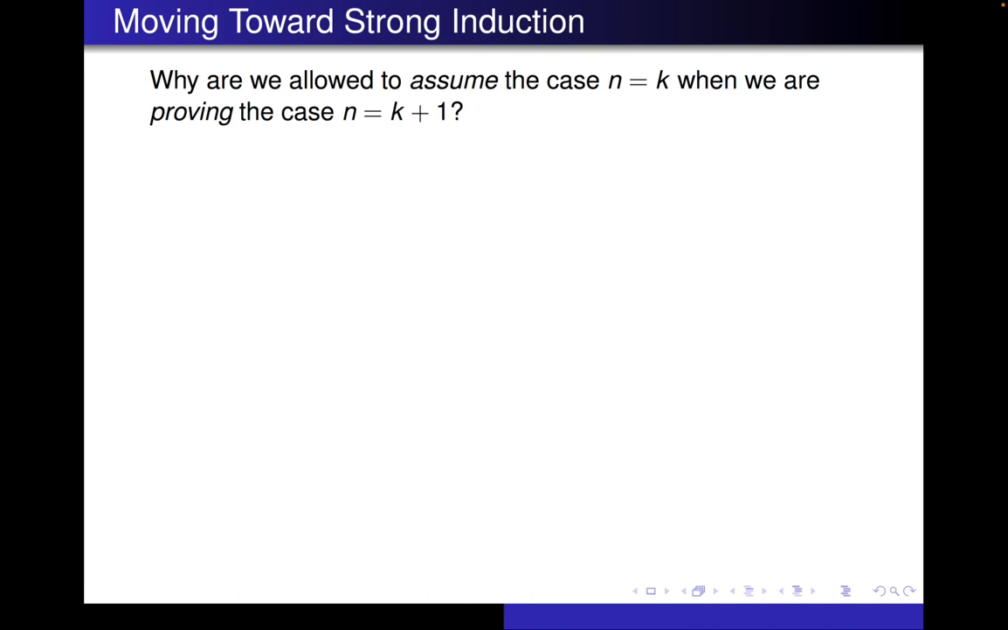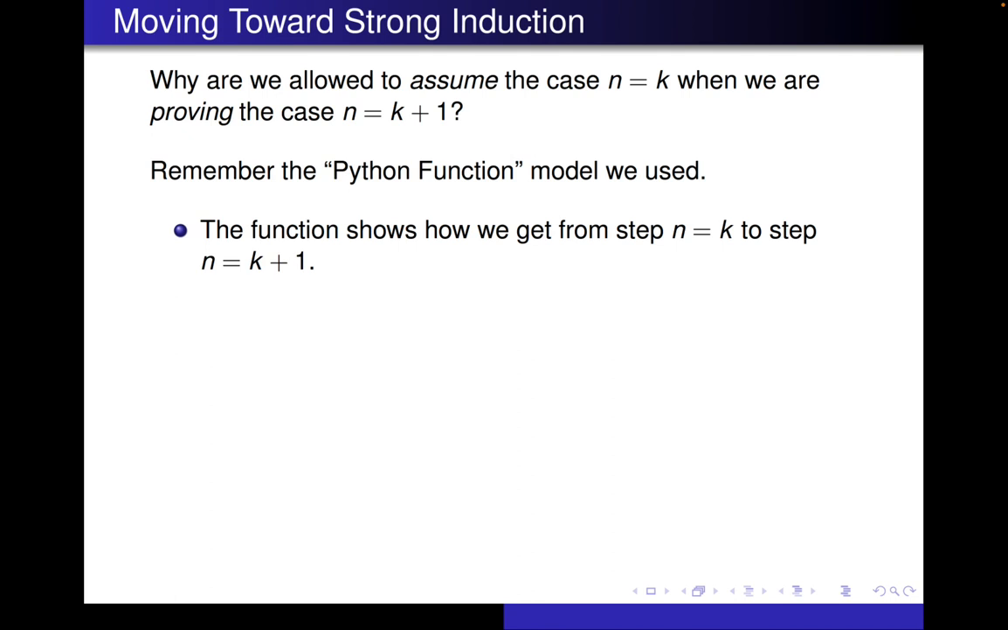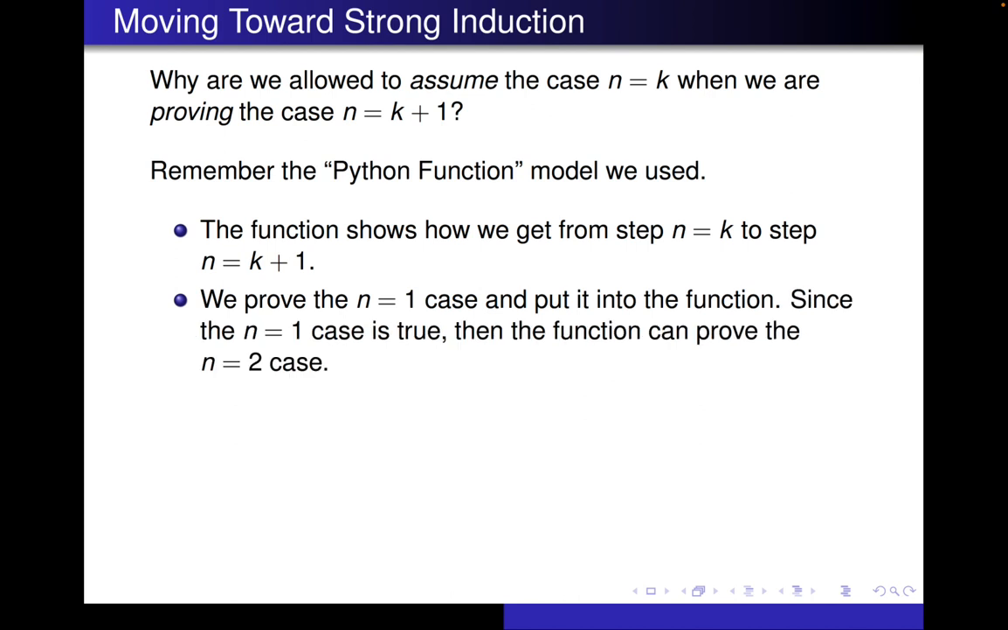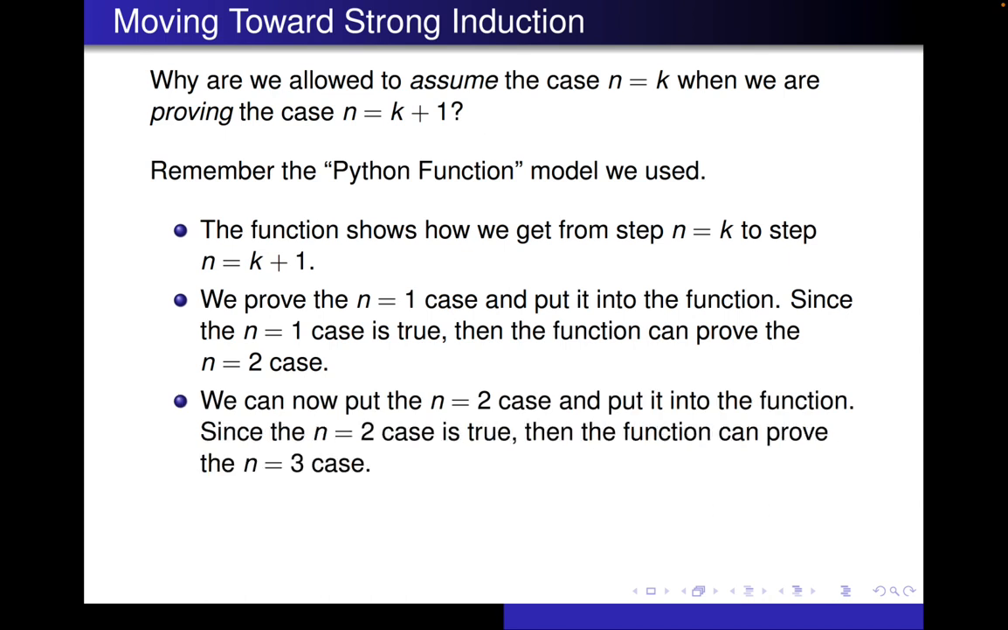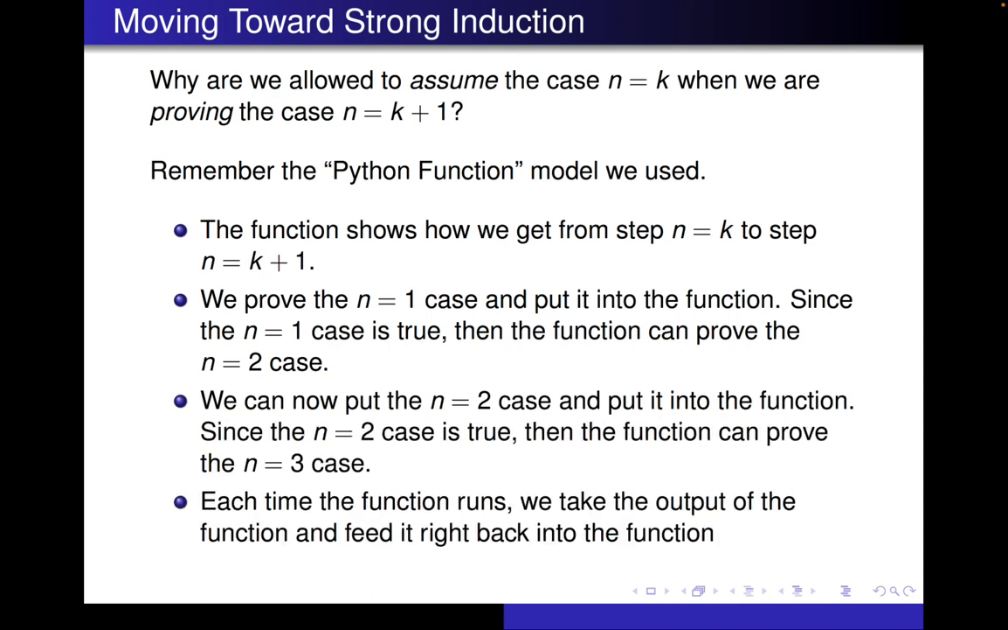So again, just as a reminder, why are we allowed to assume the case n equals k when we are proving the case n equals k plus 1? Well, remember that Python function model that we used to understand induction? The function shows us how to get from the step n equals k to the step n equals k plus 1. We prove the n equals 1 case, put that into the function. That gives us the n equals 2 case. That means we just proved the n equals 2 case. We can put that back into the function, and that will give us the n equals 3 case. And then we just keep on going.